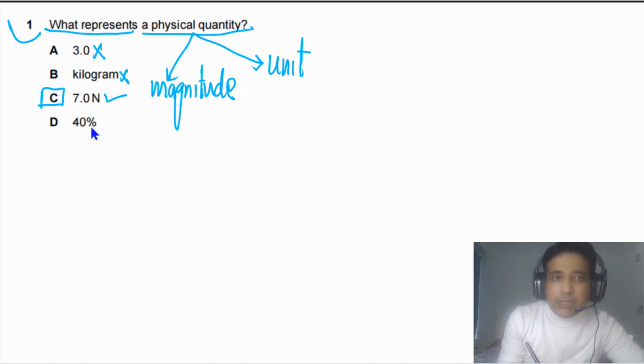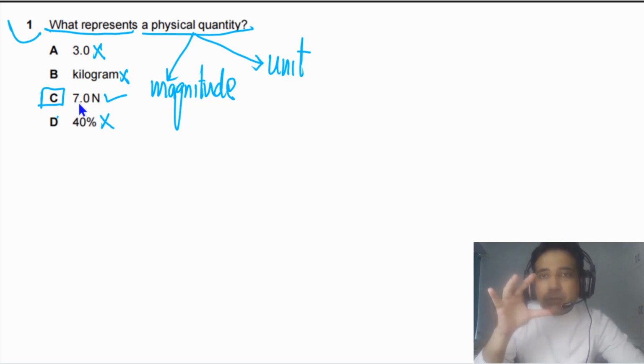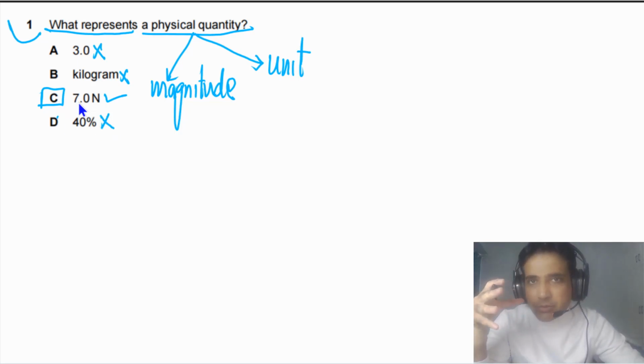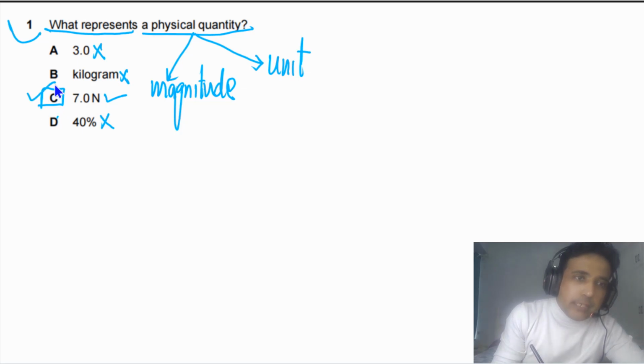D is also not the answer because it's just a percentage. So the answer for this question is C. You need to understand that a physical quantity should have magnitude and also it should have a unit. So for this question, the answer is C.